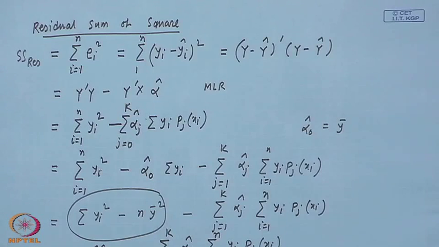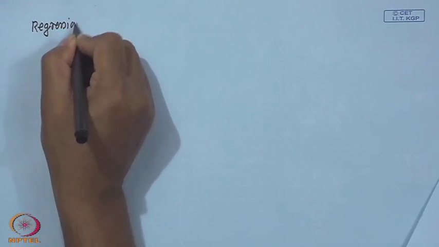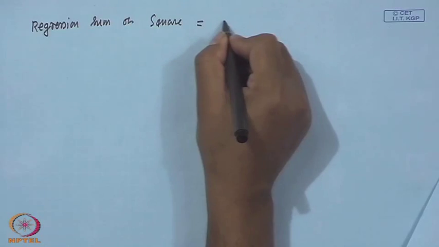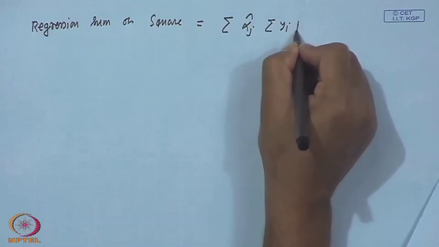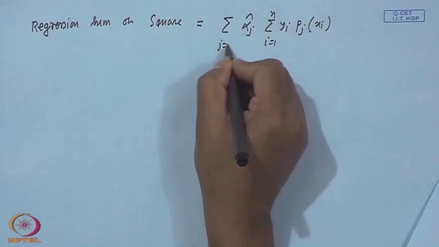So, SS residual is equal to SST minus something, and this is nothing but SS regression. So, the regression sum of square, the second term, is SS regression. The regression sum of square is equal to the sum over j equal to 1 to k of alpha j hat times summation y_i P j x_i, i equal to 1 to n.